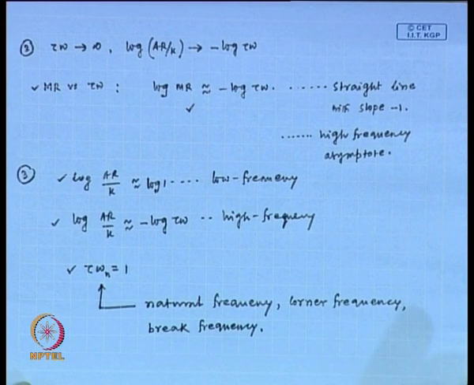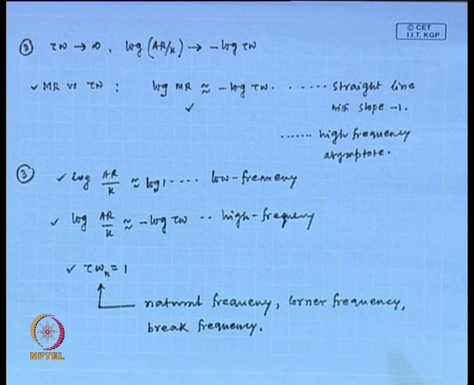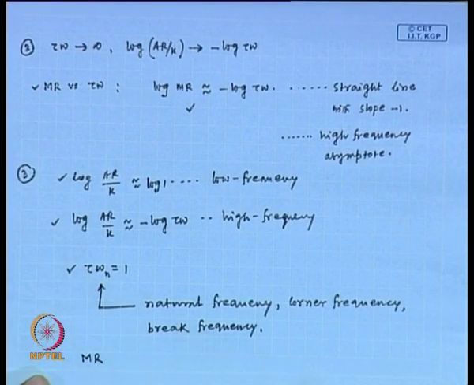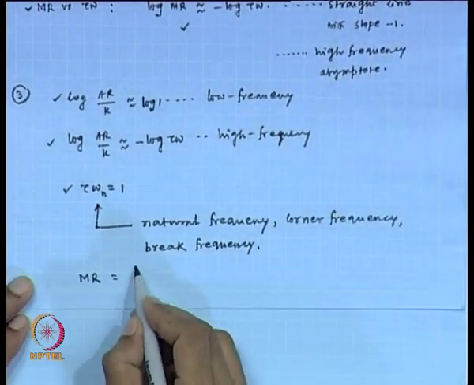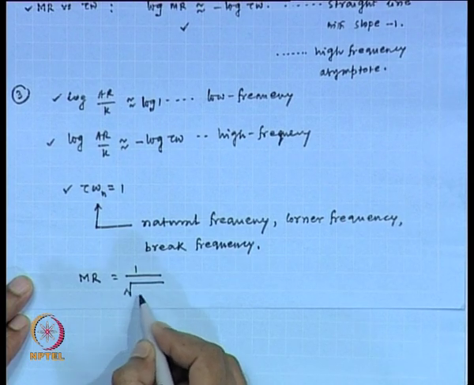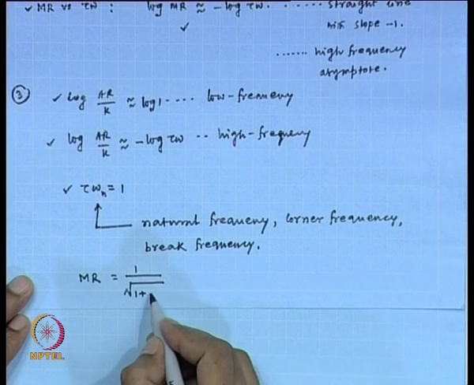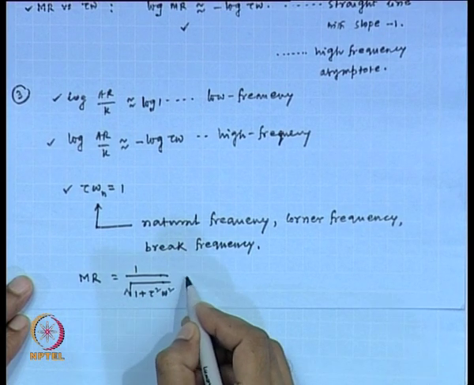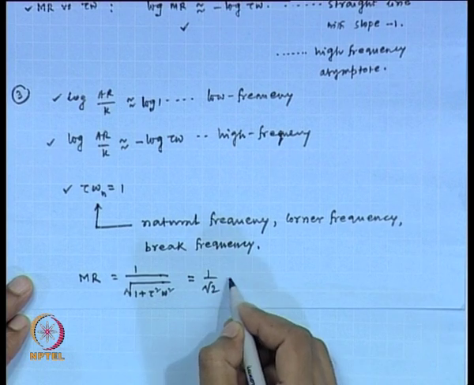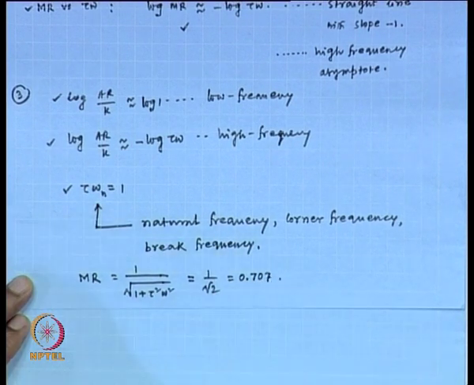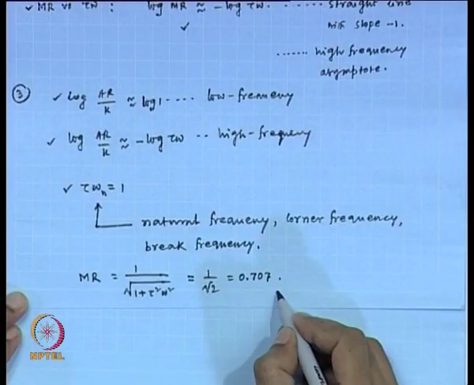Fine. Now, can we determine the exact value of the magnitude ratio at this corner frequency? We have the expression of magnitude ratio, that is, magnitude ratio equals 1 divided by root over of 1 plus tau square omega square. So, this is the exact value of magnitude ratio at the corner frequency.